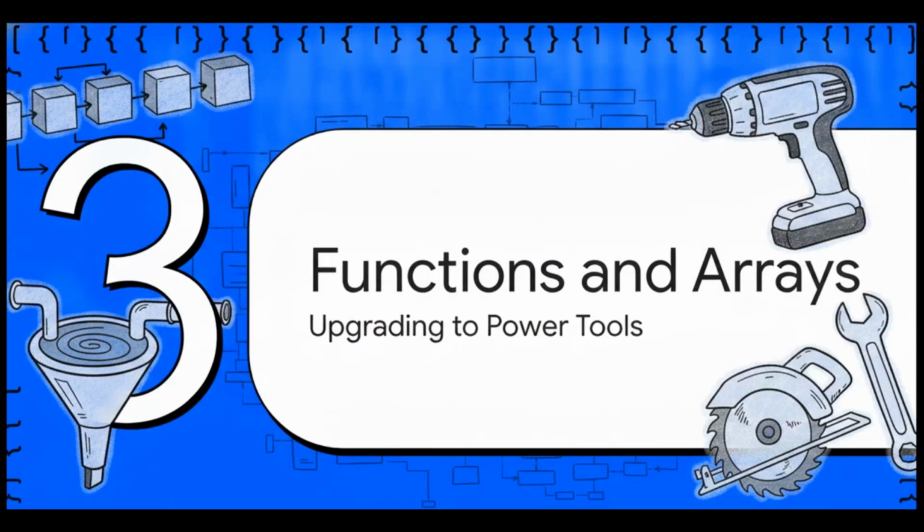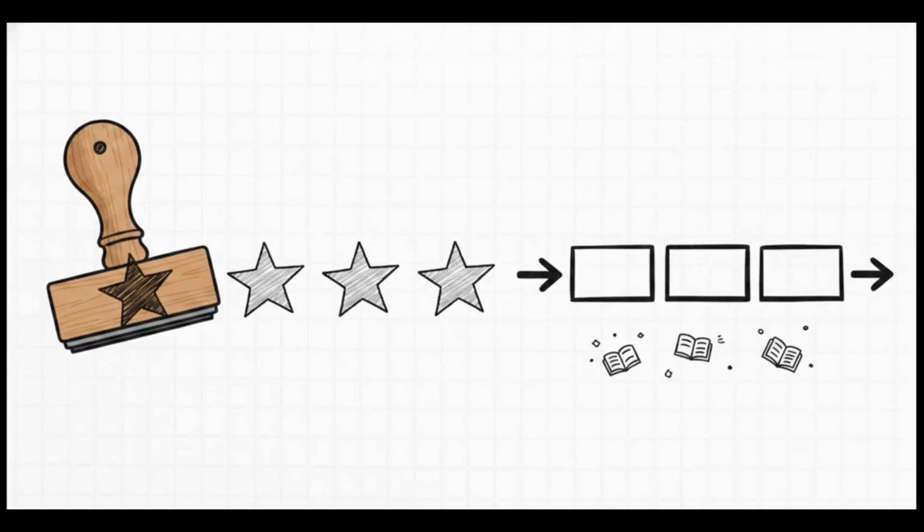Section 3. Functions and Arrays, Upgrading to Power Tools. Moving into modules 3 and 4, we start scaling up our building capacity. Because instead of constantly rewriting your code every single time you need to evaluate a student, Task 7 teaches you to create reusable grading functions. You literally define the logic once, and then you just call it whenever you need it.